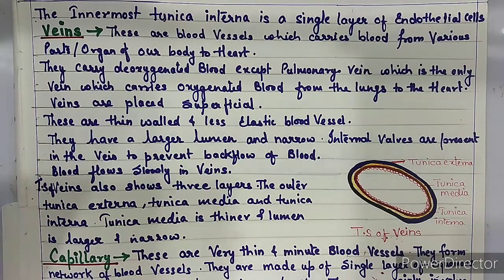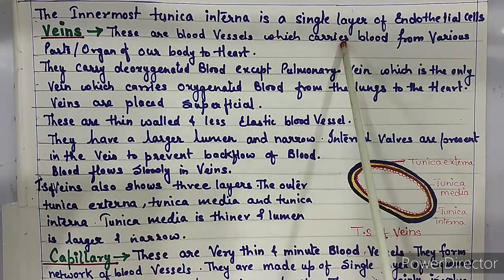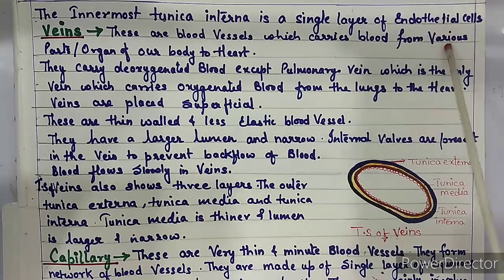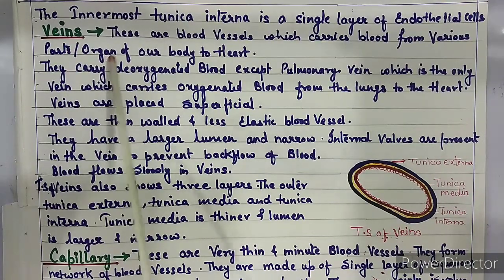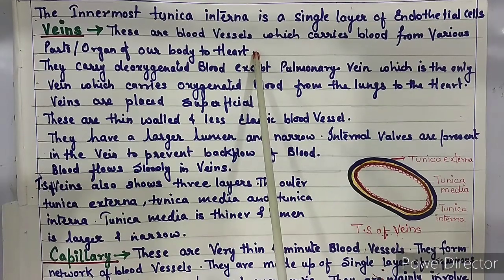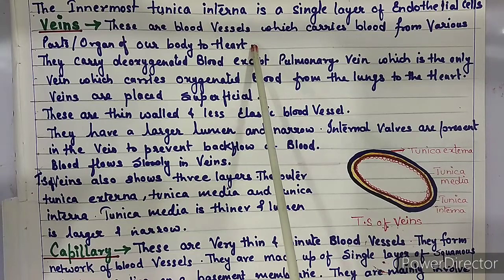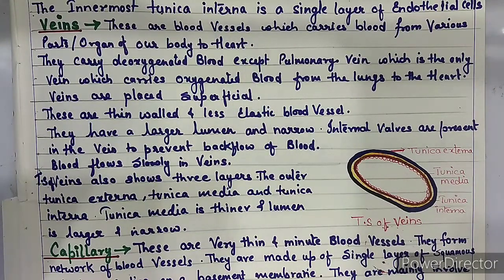Now let us move on to the next blood vessel, which is veins. These are blood vessels which carry blood from various parts or organs of the body back to the heart. Now these blood vessels carry deoxygenated blood.